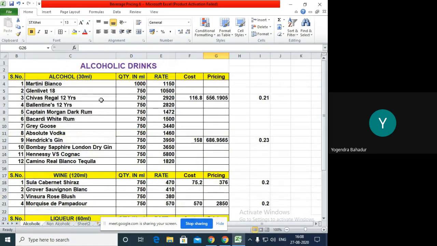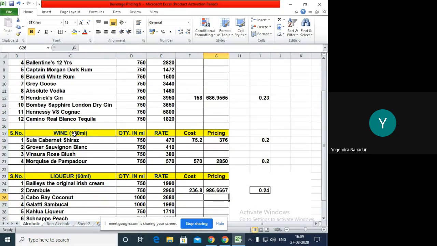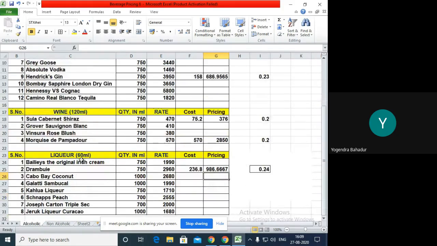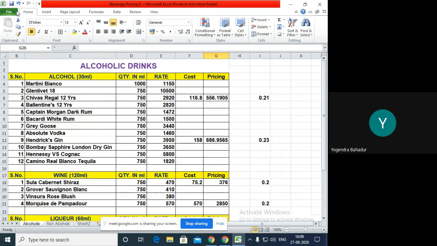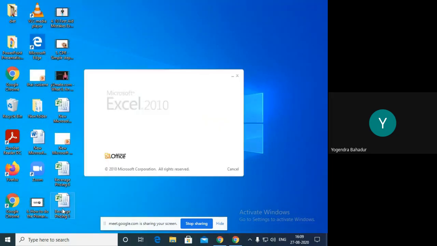As far as the practical exam is concerned, there are 2 to 3 factors you'll have to keep in mind. First of all, you must be aware of the quantity of any spirits. Here we have been using one peg that is equal to 30 ml, which is also used in hotels. And for the wine, we have been using 120 ml, for liquor 60 ml. A very important thing: for any sparkling wine, you will have to take the whole bottle only, and I have already discussed the reasons behind it.